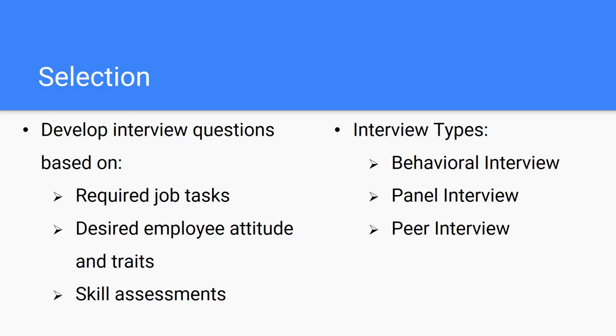In order to ensure a successful selection process, the human resource manager should develop interview questions based on required job tasks, desired employee attitude and traits, and skill assessments. There are 3 main interview types. A behavioral interview is where you're asking questions that allow the potential employers and employees to evaluate each other.